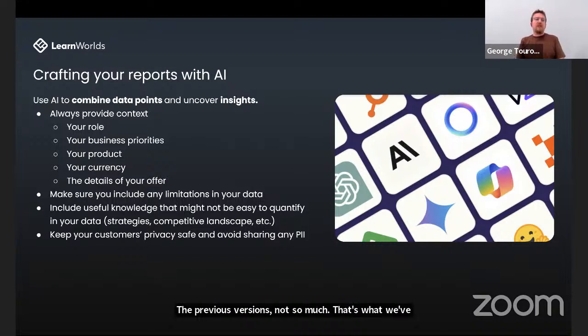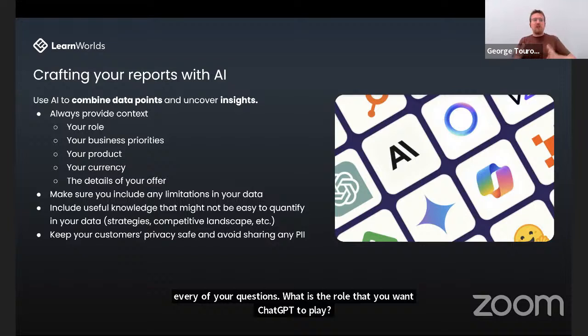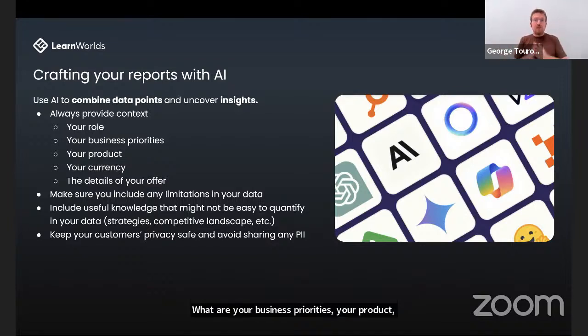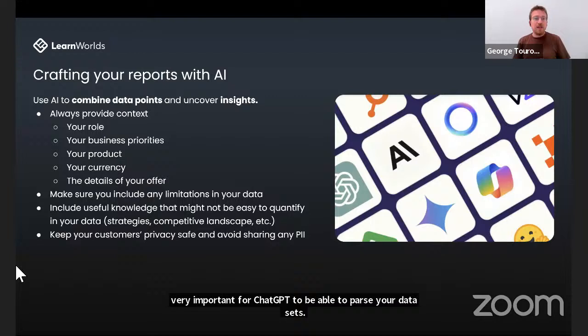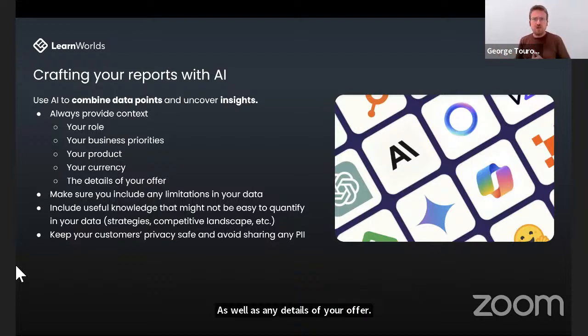Make sure to always provide context before each and every one of your questions. What is the role that you want ChatGPT to play? What are your business priorities, your product, your currency even, which can be quite important. The format of the dates, if you have a different location. If you're based in the US, the month will be before the day. In Europe, it will be the other way around. So this is very important for ChatGPT to be able to parse your data sets, as well as any details of your offer, your pricing points, and your discounts.